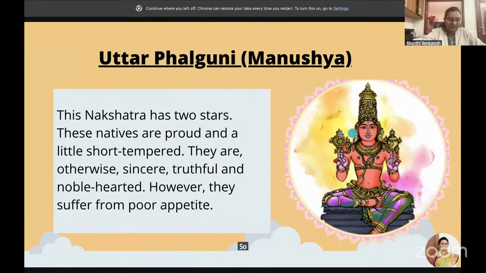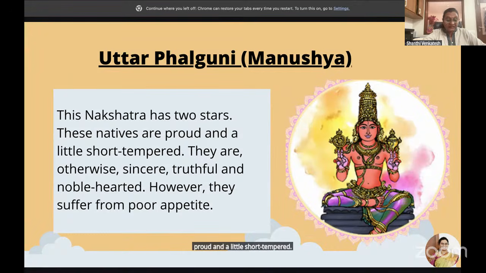So the next nakshatra that we have is Uttra Falguni. We studied about Purva Falguni. Next comes Uttra Falguni. Now we can say they are twin stars, Purva Falguni, Uttra Falguni. This nakshatra also has two stars, and the natives are proud and a little short-tempered.